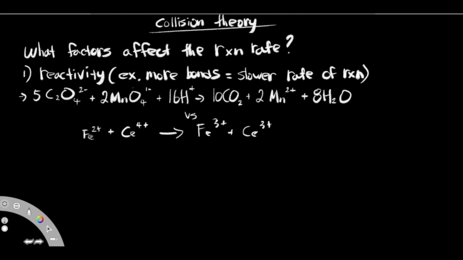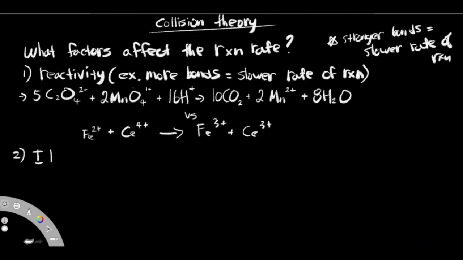And not only do we have to look at the amount of bonds that are forming, but also if they are stronger bonds. If there are stronger bonds, this also has a slower rate of reaction. So I'll just put it here on the side as a footnote: stronger bonds also equal a slower rate of reaction. That's number one. Let's look at number two.